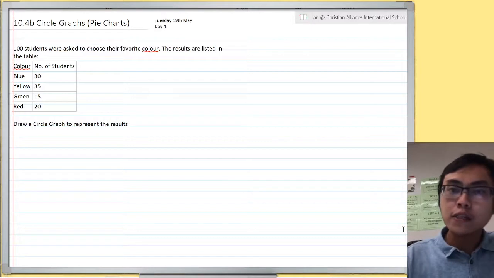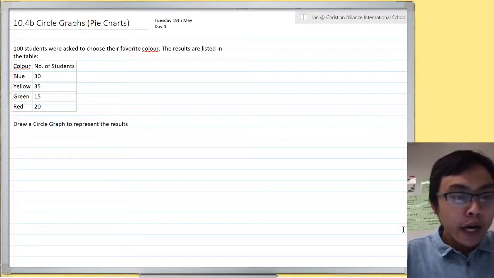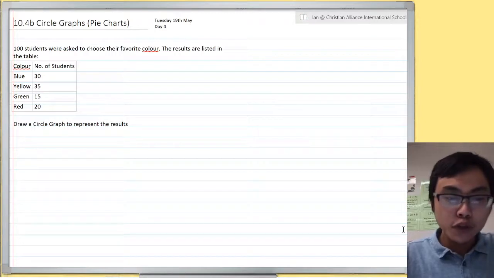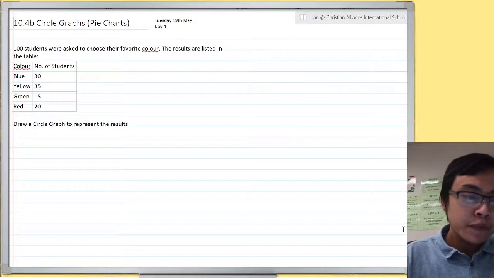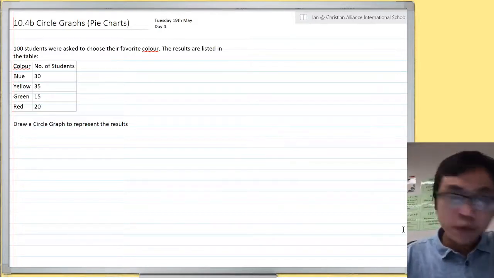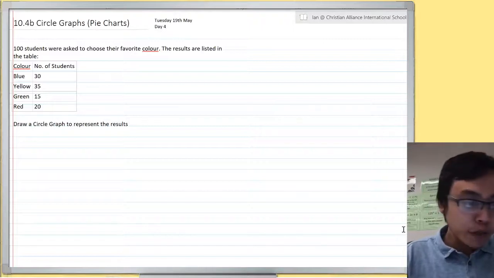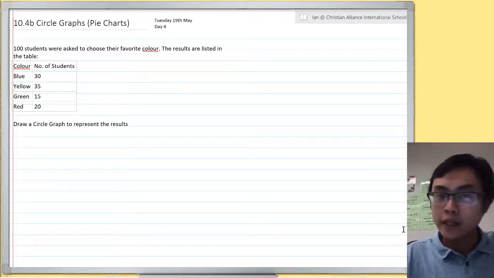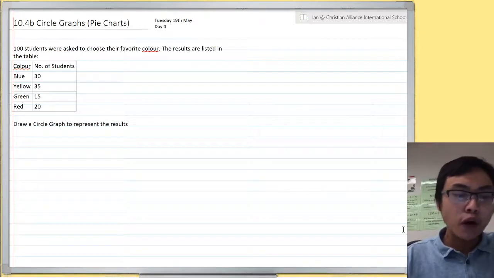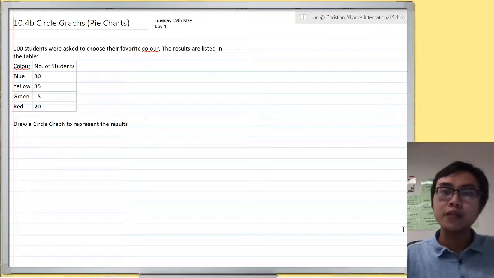So first of all, let's look at our question over here. We are asked, the question is: 100 students were asked to choose their favorite color, and the results are listed in the table below. I just made up these random numbers. From the 100 students, 30 students like blue, 35 like yellow, 15 like green, and 20 like red. And we need to draw a circle graph to represent the results.